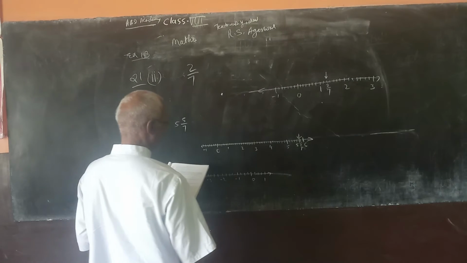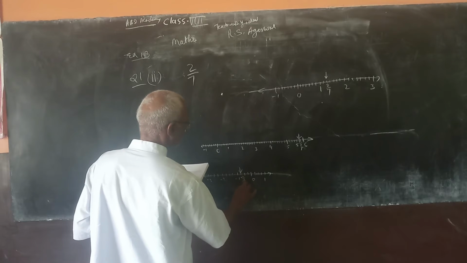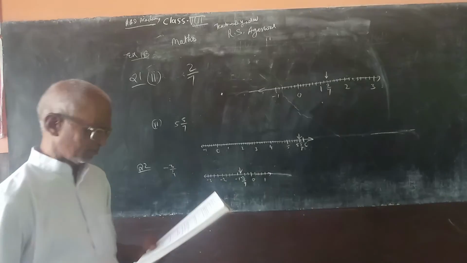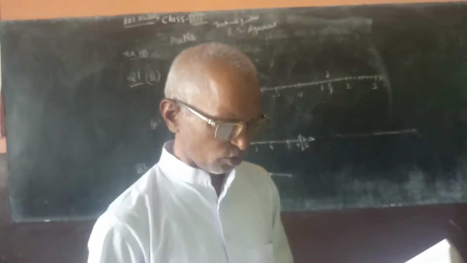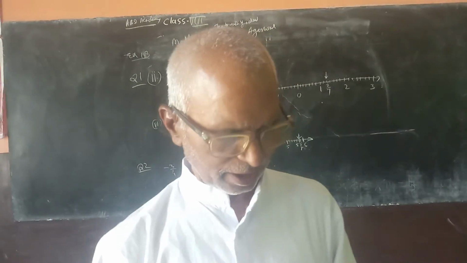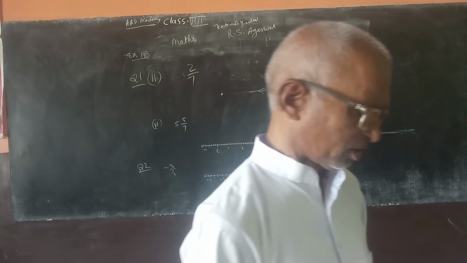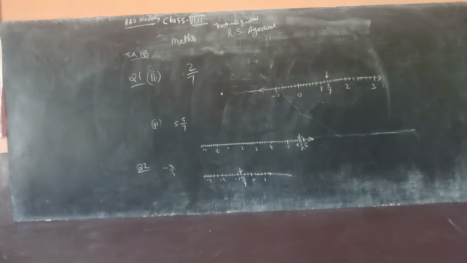And here, minus 3 by 4 means 1, 2, 3. So it is minus 3 by 4. Likewise. So questions 1 and 2 are similar. In question 2, negative numbers are given. You have to go left of the 0, and in question 1 right of the 0.